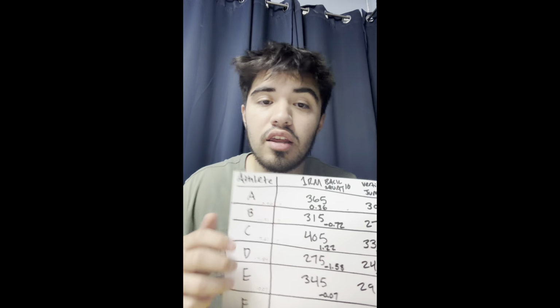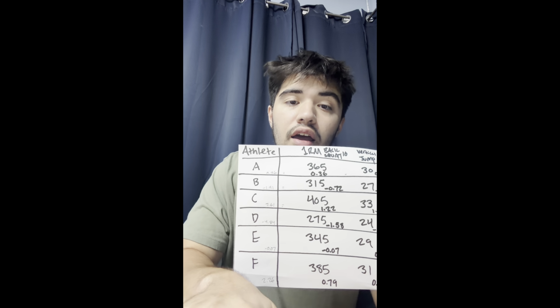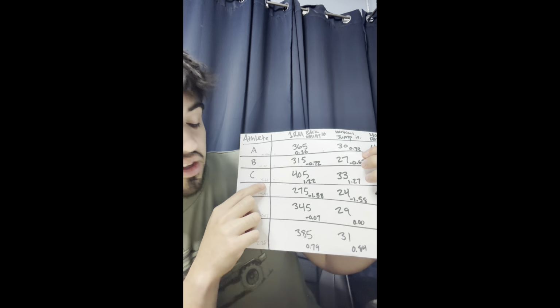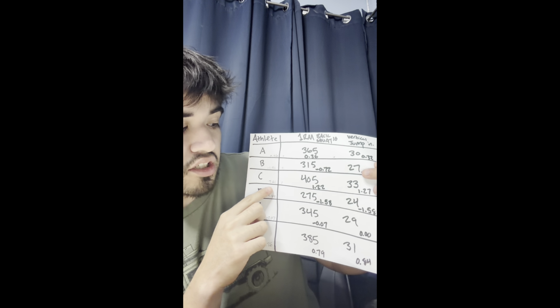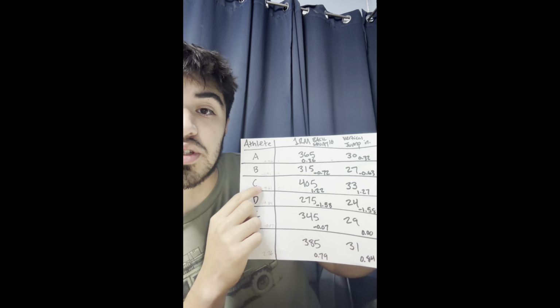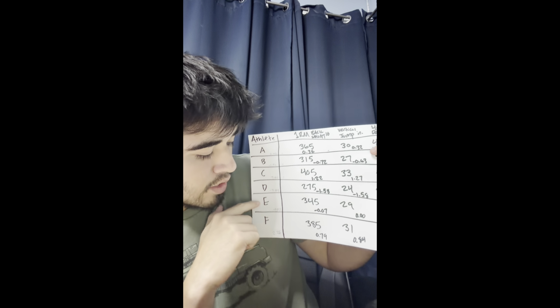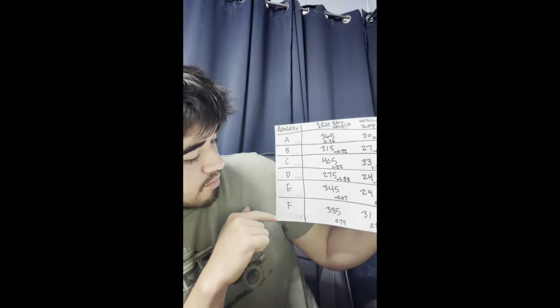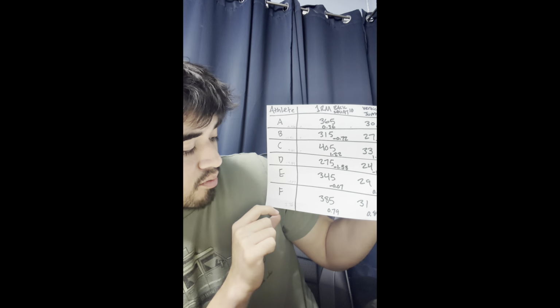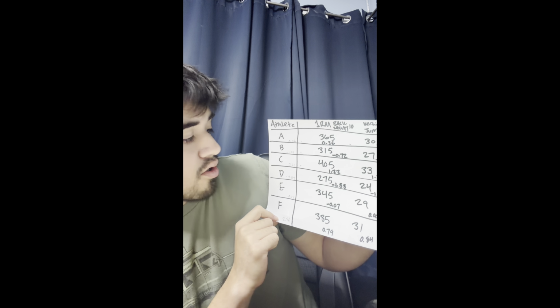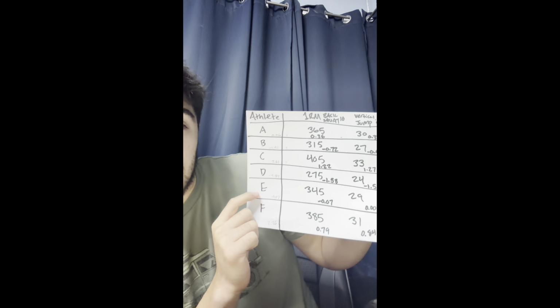Looking at this, we can see that the athlete with the highest z-score was athlete C with a z-score of 3.61, which means he had the greatest numbers and he performed above the average on each test. Athlete, I believe it's F. Yeah, F came in second with a z-score of 2.26. And our lowest z-score was athlete D with a negative 4.84.